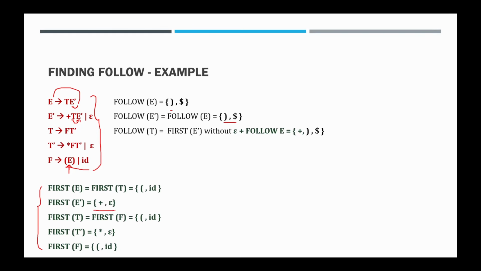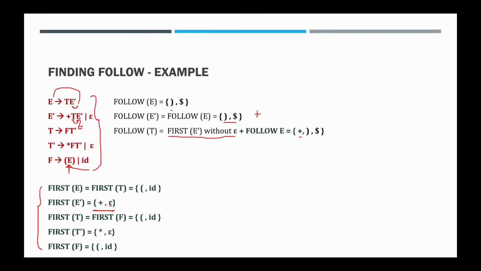Here it is first of E dash: plus, comma, epsilon. Don't include epsilon here. So here the first of E dash we need to add. See first of E dash. Listen, I'll tell you what is this first of E dash. I'll write it here. The first of E dash is plus. Since the first of E dash has epsilon, just substitute epsilon here and check what happens, how this production will be changed. E dash tends to plus T. If I put epsilon there, why am I putting epsilon?